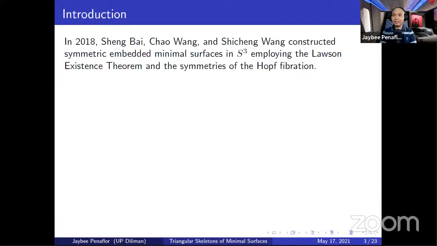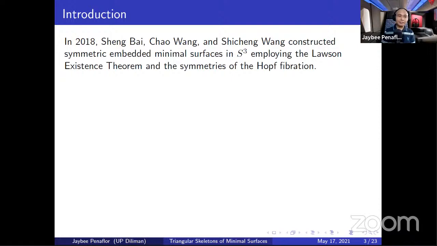So in 2018, there were 3 Chinese mathematicians, Sheng Bai, Chao Wang, and Chi-Cheng Wang, who actually worked on an earlier work created by H.B. Lawson. In their study, they actually constructed symmetric embedded minimal surfaces in the 3-sphere S3, employing H.B. Lawson's work, the Lawson existence theorem, and the symmetries of the Hopf fibration. They accomplished this using certain quadrilaterals in S3.